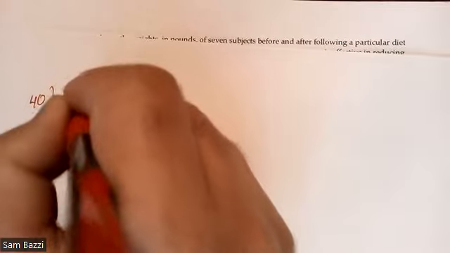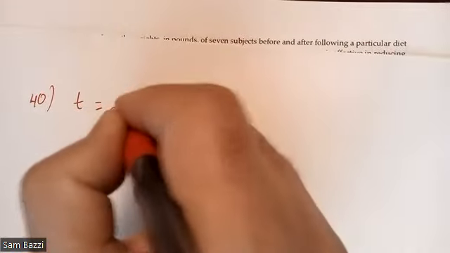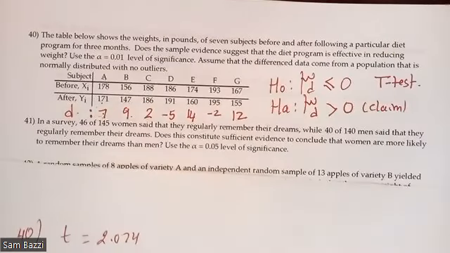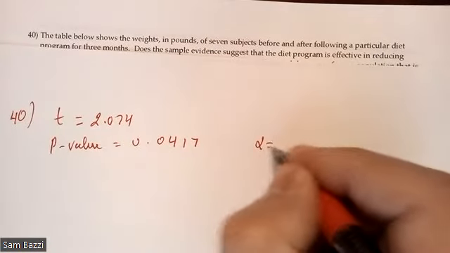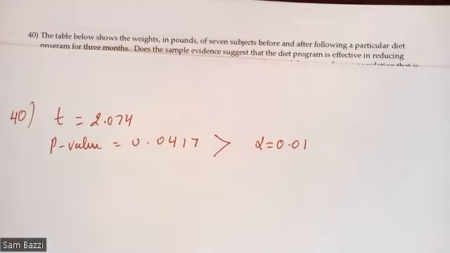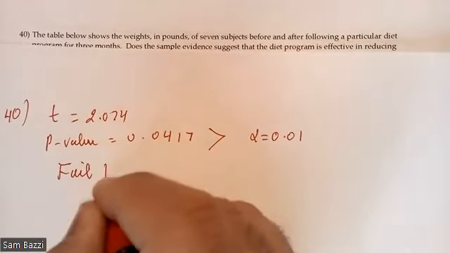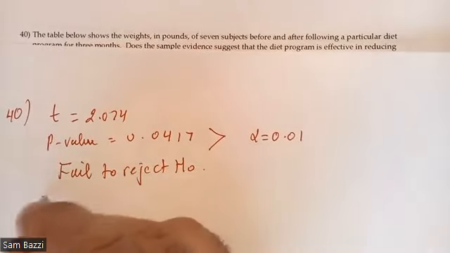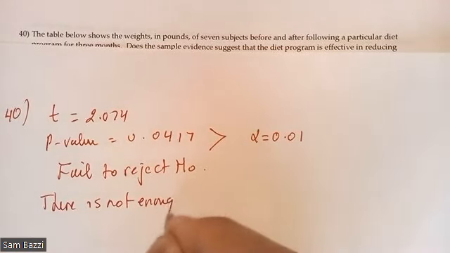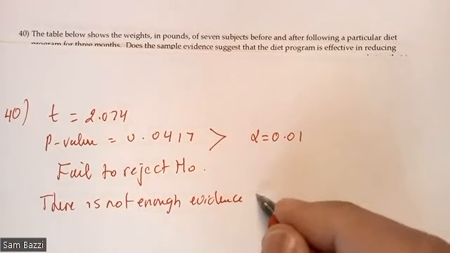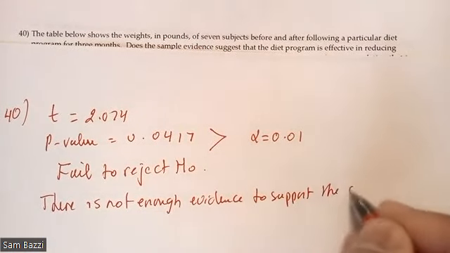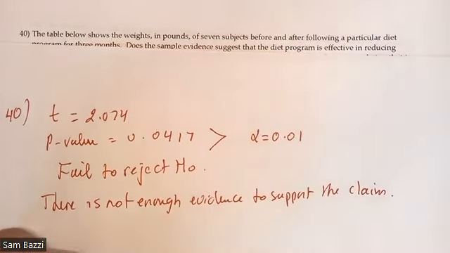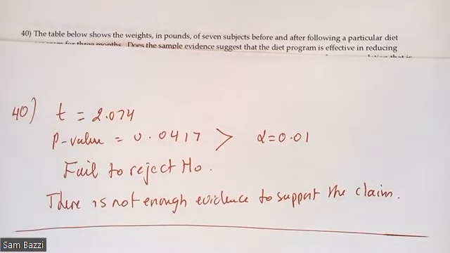Number 40. So T is 2.074, p-value is 0.0417, and let's see what alpha is. 0.01. So that's bigger. So fail to reject H0. When you fail to reject H0, guys, and your claim is an H1 or HA, you don't support the claim. There is not enough evidence at the 0.01 level of significance to support the claim that the diet is effective in lowering weight. It's not effective according to our findings. All right, so that's number 40.